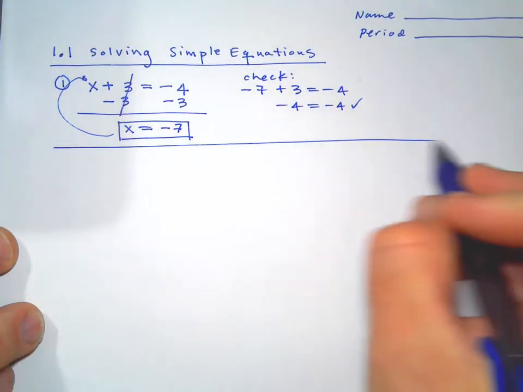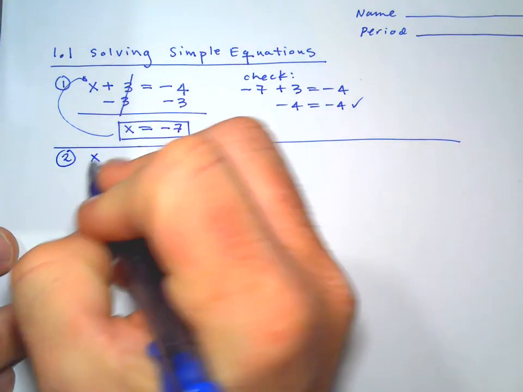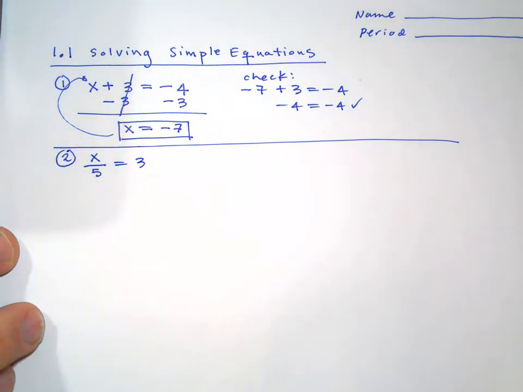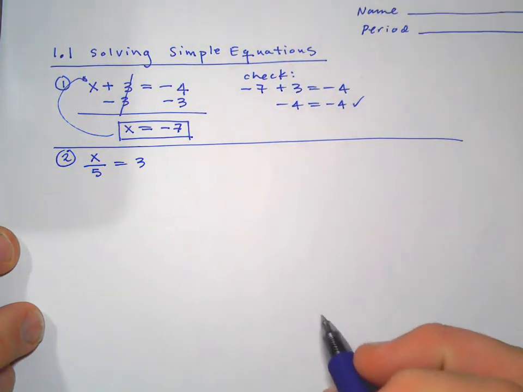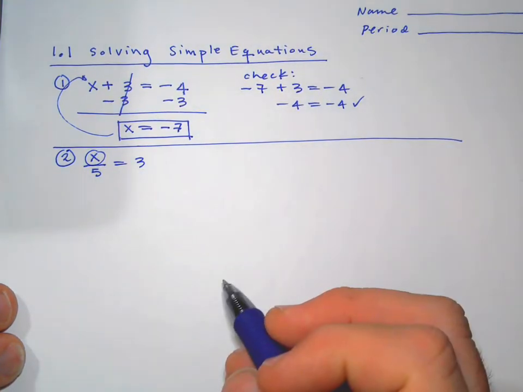Okay, next example, problem number 2 for our notes. This is what you need to do in your homework. Write the problem down, write the problem number down, show your work. Now, we're trying to get x by itself. It's being divided by 5 right now.